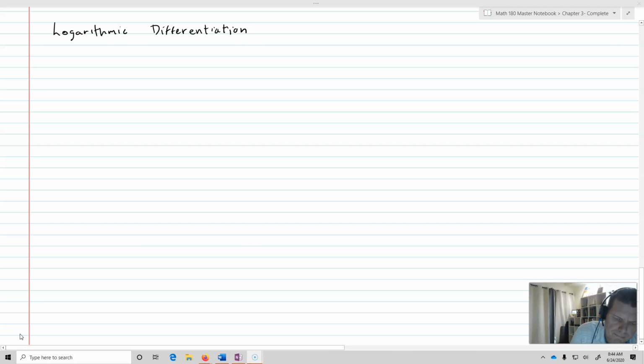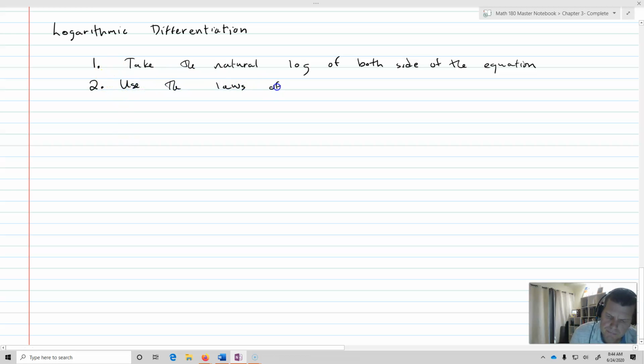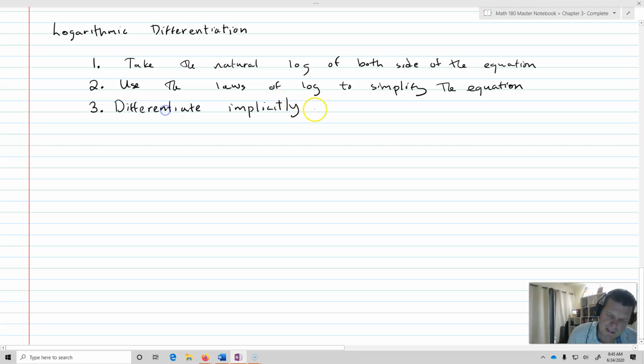All right, so here's what logarithmic differentiation does. Number one, we're going to take the natural log of both sides of the equation. Then two, we'll use the laws of log to simplify the equation. Then three, we're going to differentiate implicitly, using implicit differentiation with respect to x. And then finally, we're going to solve for the resulting y prime.